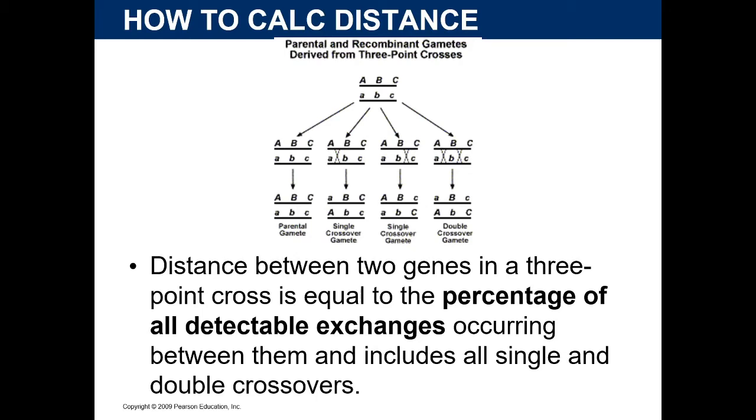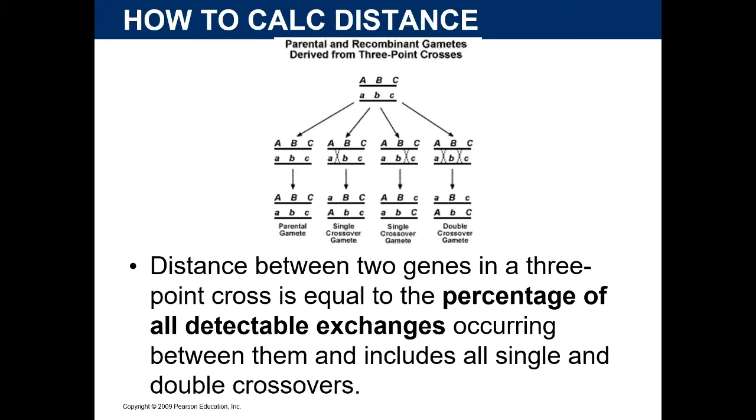But if there is an offspring which is slightly different from the parent, as you can see in the second one, small a, big B, big C, meaning that between A and B there is an exchange. So it is a single crossover gamete. But what about the third one? Big A, big B, small c. Small a, small b, big C. Where does the crossover happen? Crossover happens between B and C.